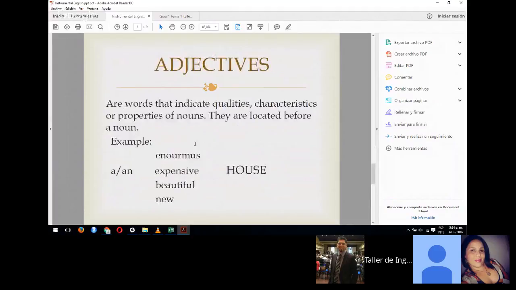Adjective. What are adjectives? Adjectives are words that indicate qualities, characteristics, or properties of nouns. They are located before a noun. For example, an enormous house, an expensive house, a beautiful house, or a new house. The adjective is always before a noun. Okay?